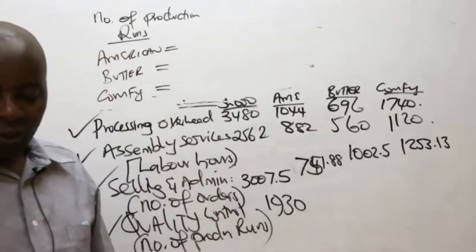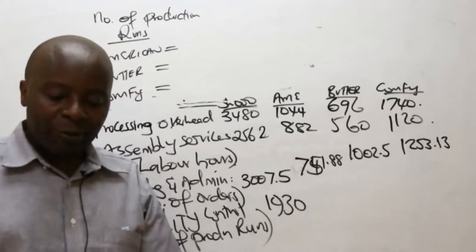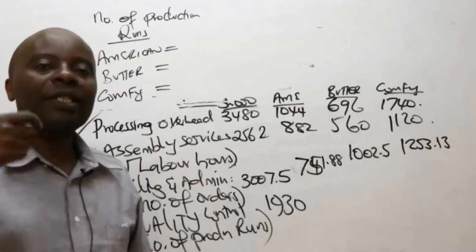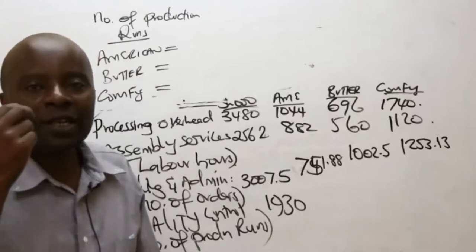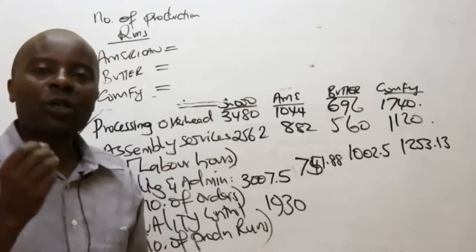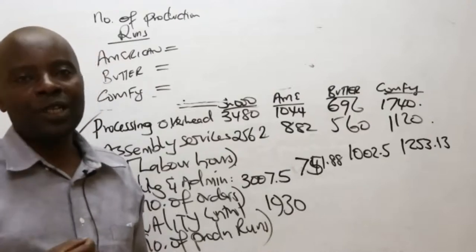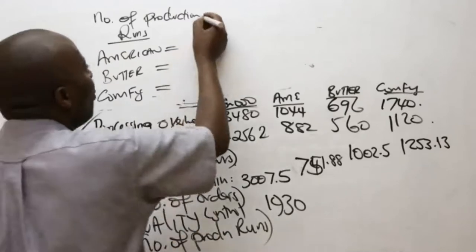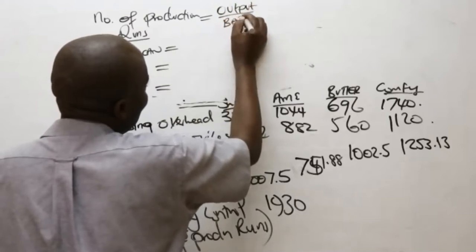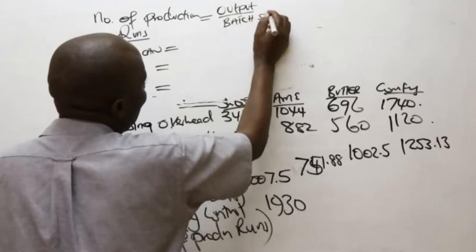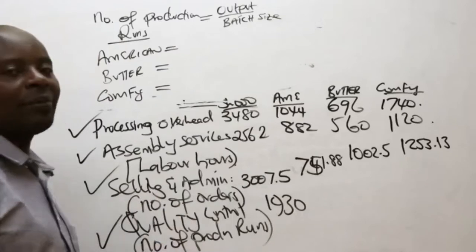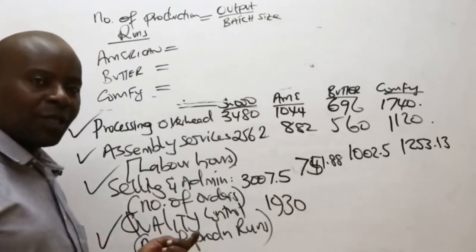Note number 3: production of each type of sofa set takes place in batches of 50 units. Meaning that every time we switch on our machine, we do a whole run, which has 50 units. Therefore, to get the number of production runs, we take the output divided by the batch size. So the number of production runs is basically the number of batches.